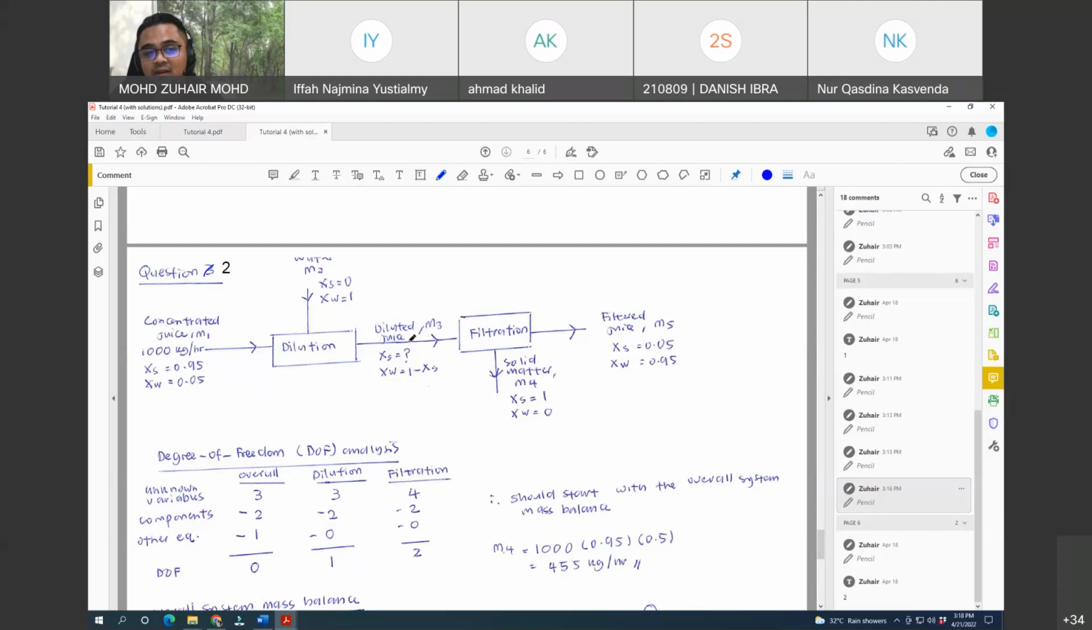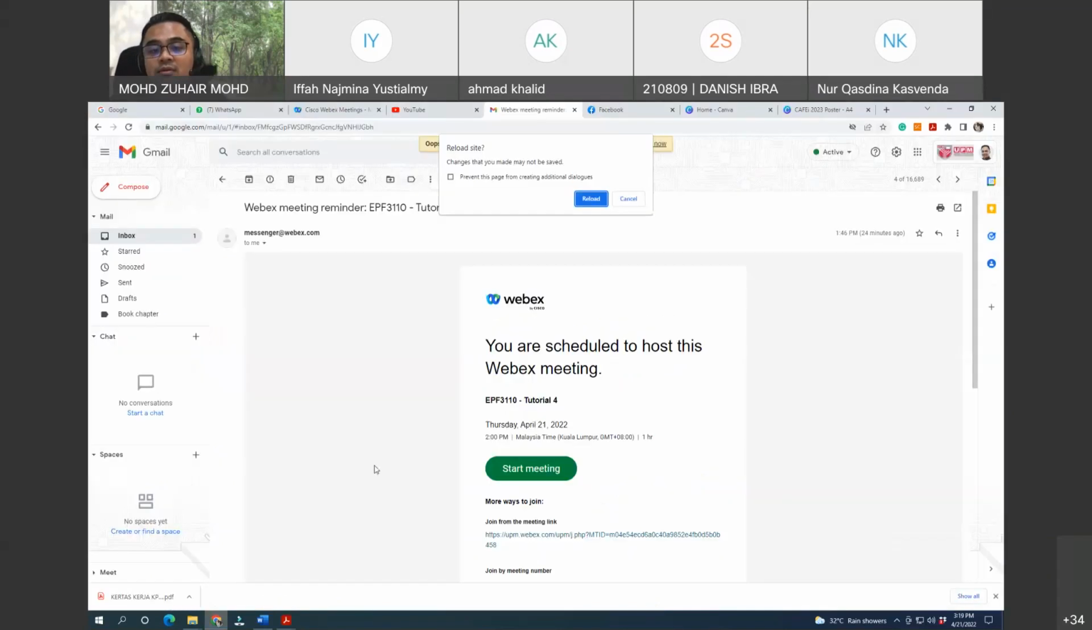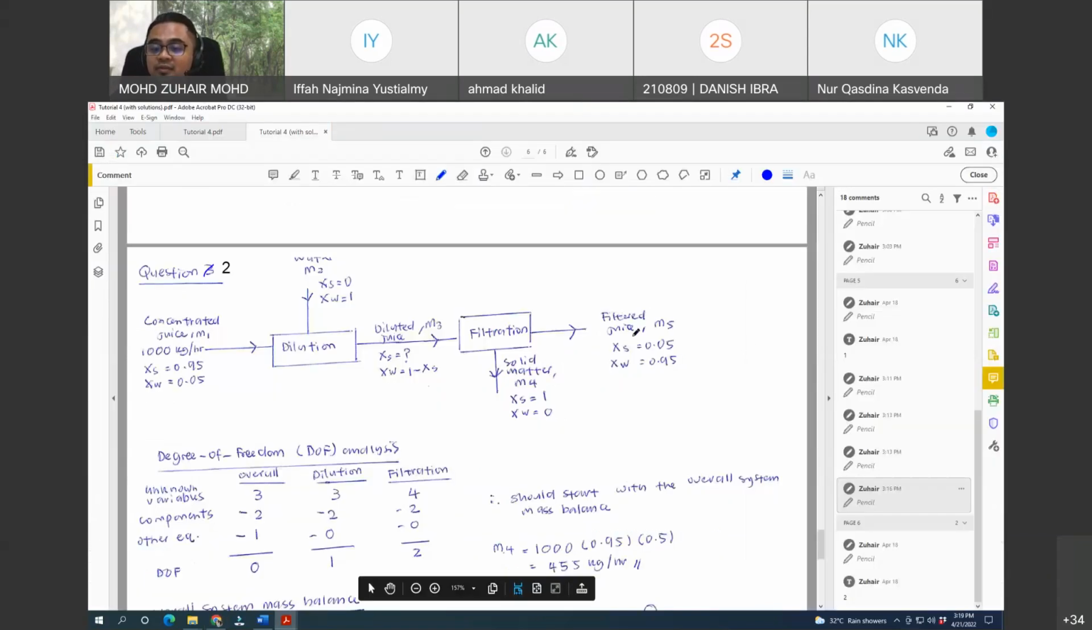And then for the diluted juice, M3, we don't know XS and XW. And then for the solid matter that goes out of the filtration, M4, when it is solid matter, that means it's 100% solid, so there's no water. And then M5, which is the filtered juice, XS is 0.05 and water is 0.95.